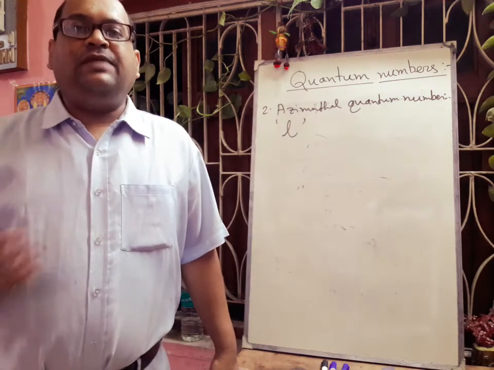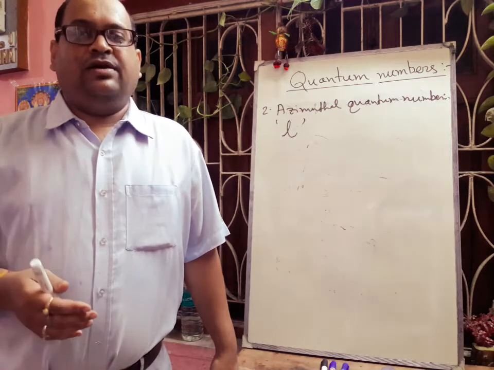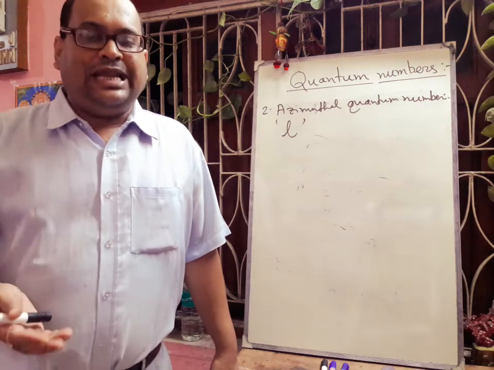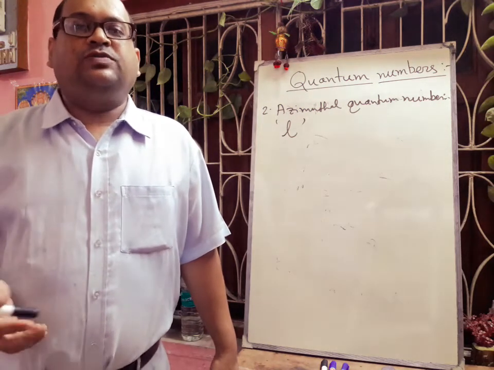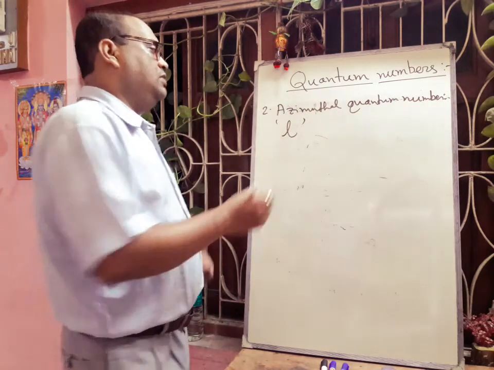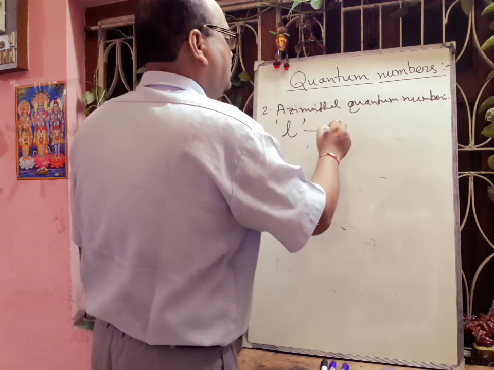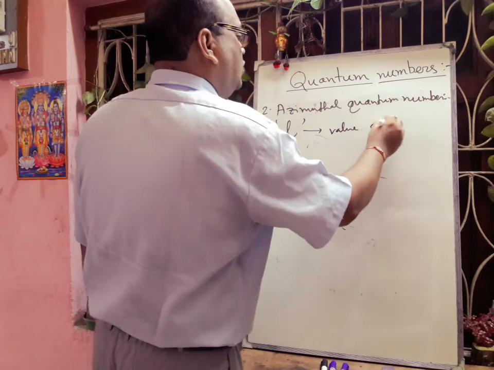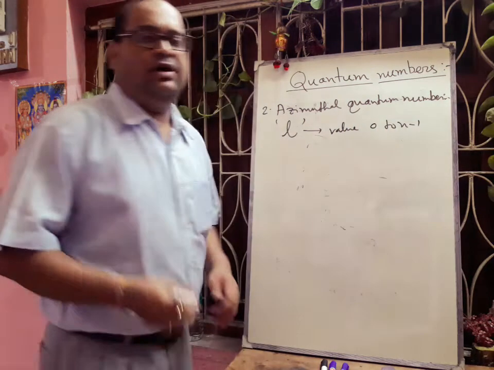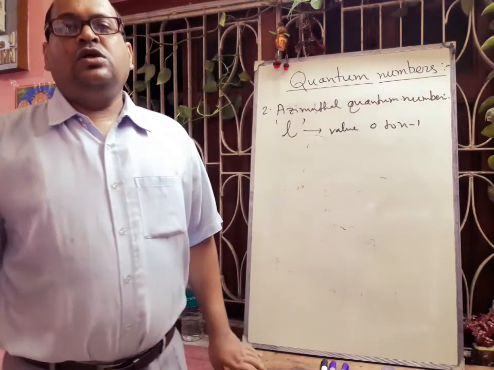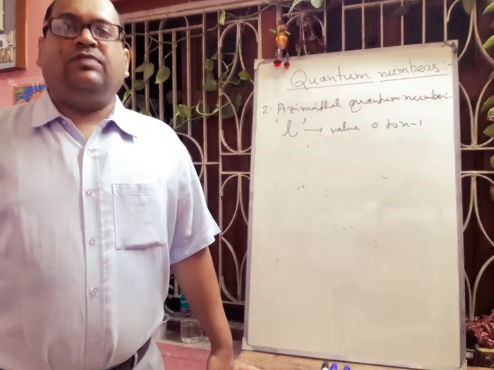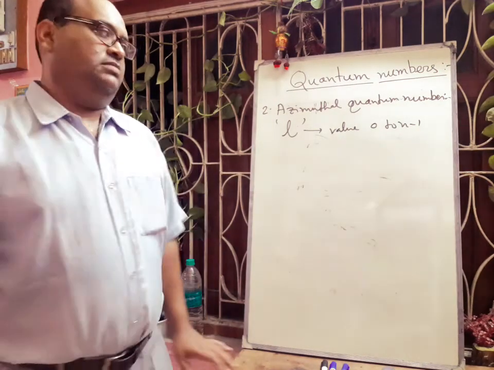The value of l depends on the value of n. For a given value of n, l can have values from 0 to n minus 1, where n is the value of the principal quantum number.